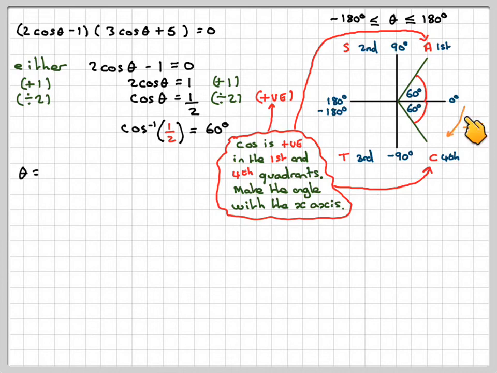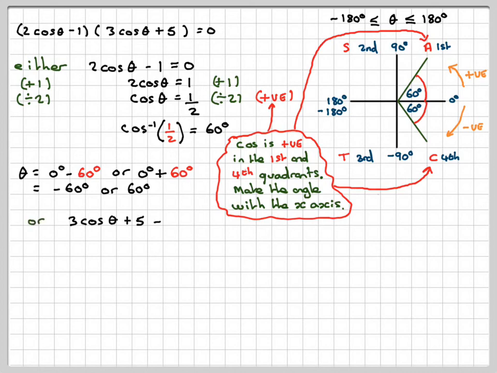Right, theta, if we go around the negative way, will mean negative angle, so it'll be 0 minus 60, and there's no other up to minus 180. And then we'll go around the other way, so 0 plus 60, and there's no others going around up to 180. So that's going to give me minus 60 or 60. So that dealt with that bracket. Let's deal with this one. So either 3 cos theta plus 5 is equal to 0. So taking 5 from both sides, we get 3 cos theta is equal to minus 5. And dividing by 3, we get cos theta is equal to minus 5 over 3.